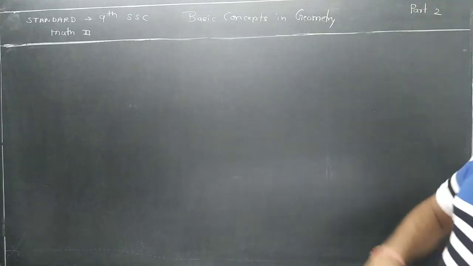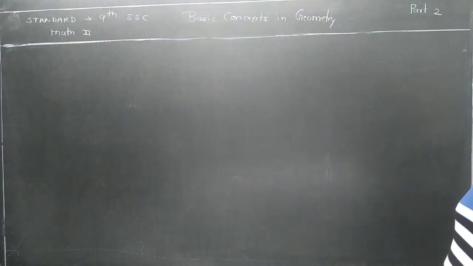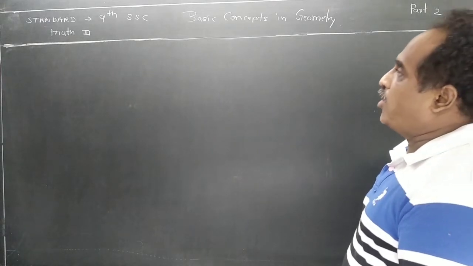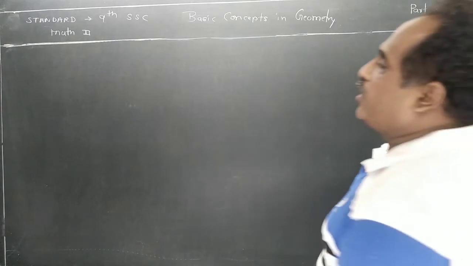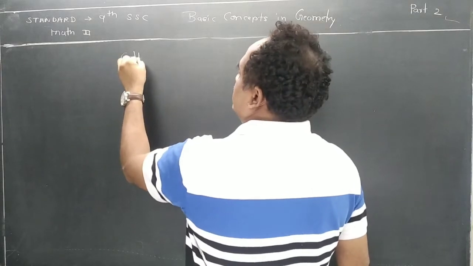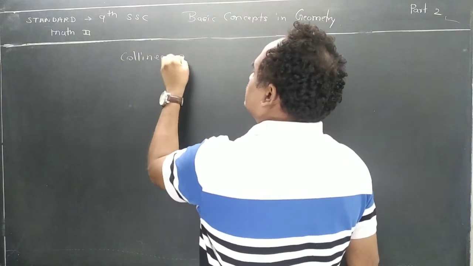We have already started with the basic concept in geometry. Now we have the second part. In the first part we have studied the meaning of point, line, ray, and plane. Then we studied the distance between 2 points on a number line. That we have already completed. I think we have completed 2 questions of practice set 1.1. And I told you that we'll go for the other concepts afterward. So first of all, now we are going for the new concept that is called collinear points.